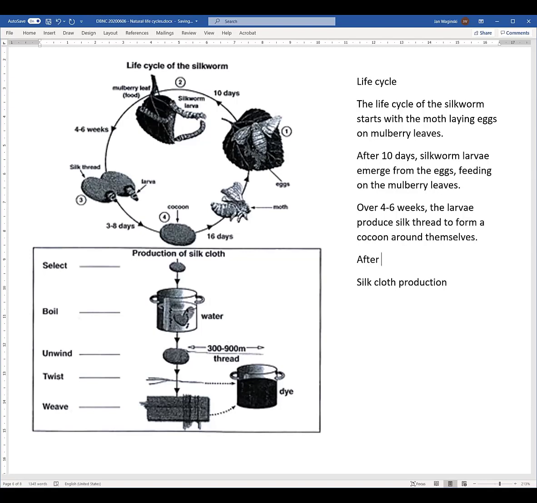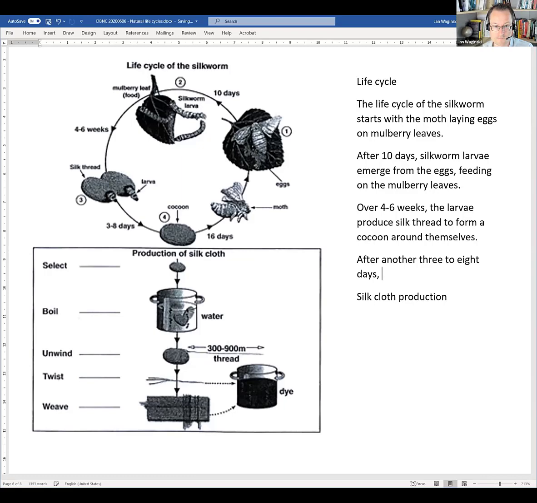After, let's say another 3 to 8 days, the cocoon is produced. Or the cocoon is formed. Can we put one word in? Fully formed. Let's just say that. Yes, or completely formed. Fully formed, completely formed. Or we can just simply say the cocoon is finished.